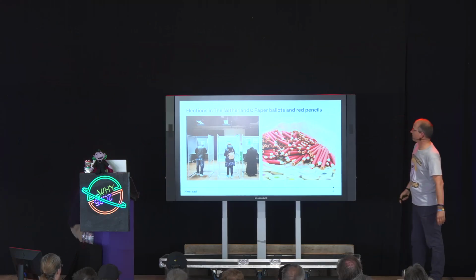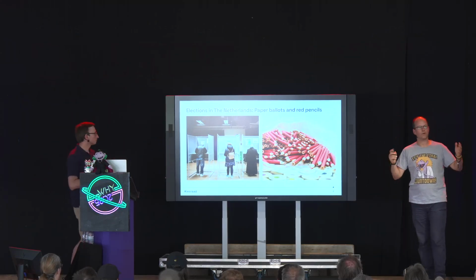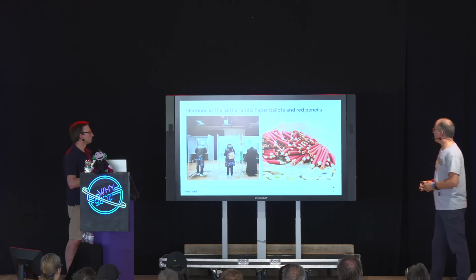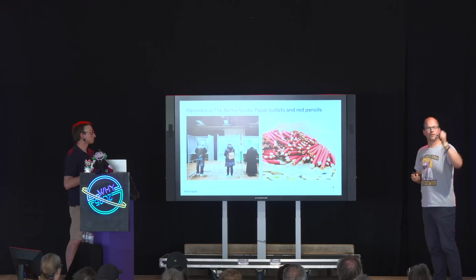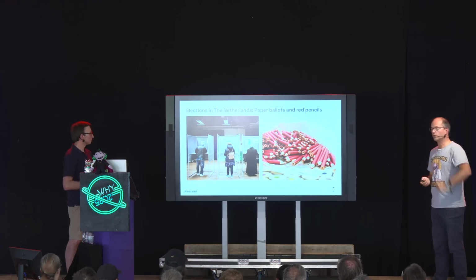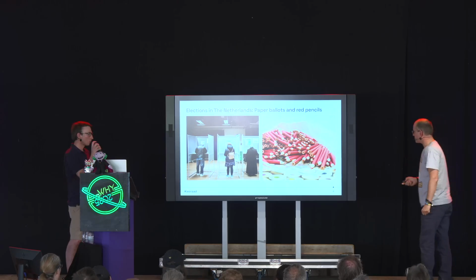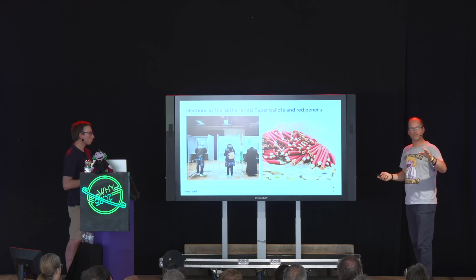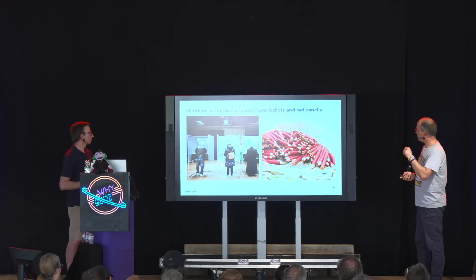So, quickly about the voting process itself, we vote on paper. And when you vote on paper, you put a red dot at your candidate. And it's even written in the law that it should be red.